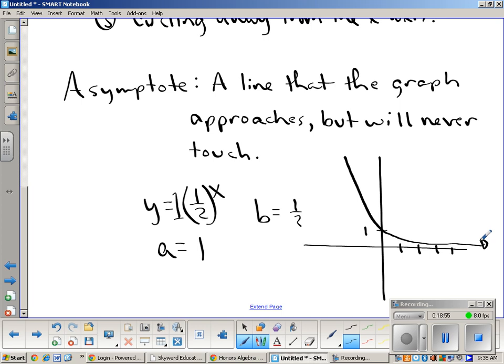Let's talk about it just for a moment. What's 1/2 squared? 1/4. What's 1/2 cubed? 1/8. What's 1/2 to the 4th power? 1/16. The next one, 1/32. The next one, 1/64. The next one, 1/128. It's getting really, really close, isn't it?